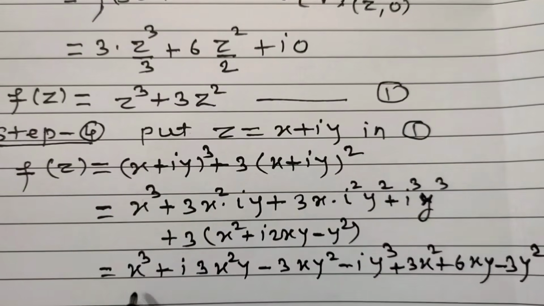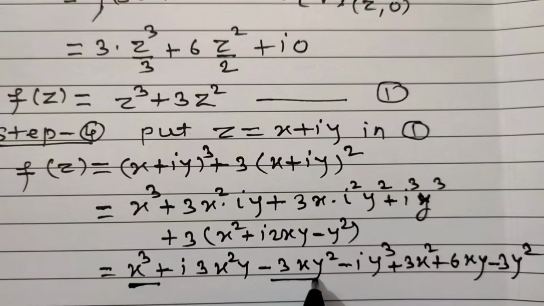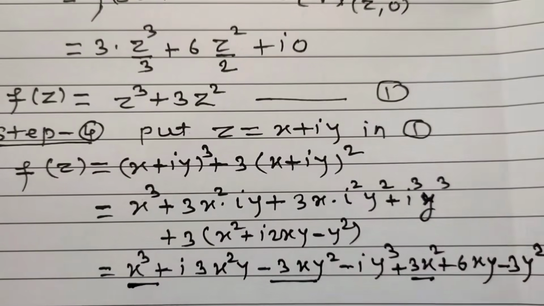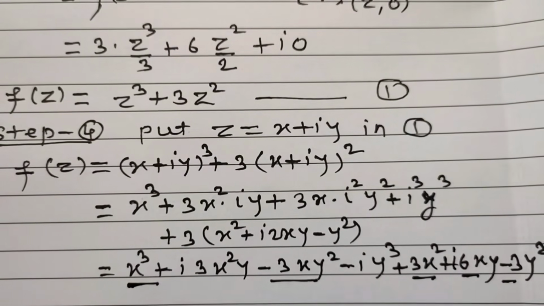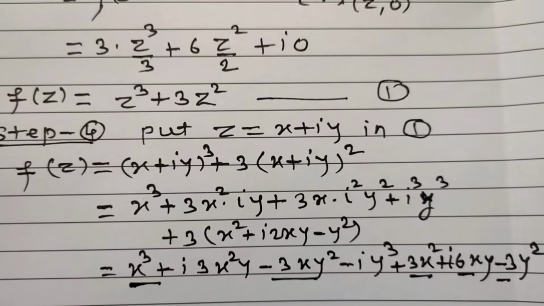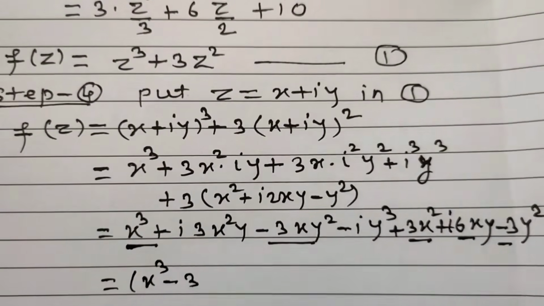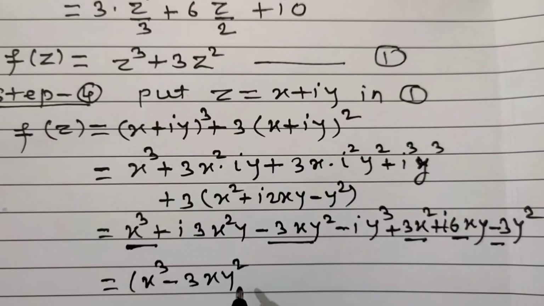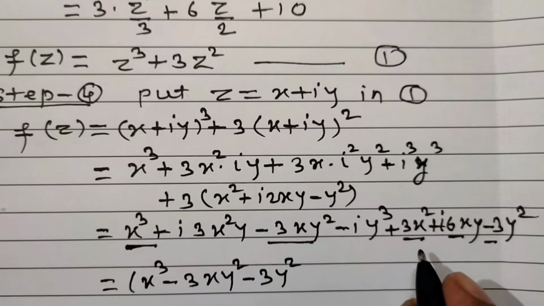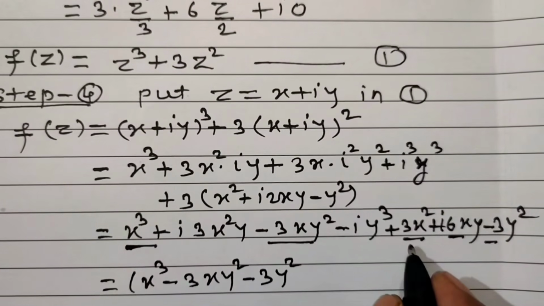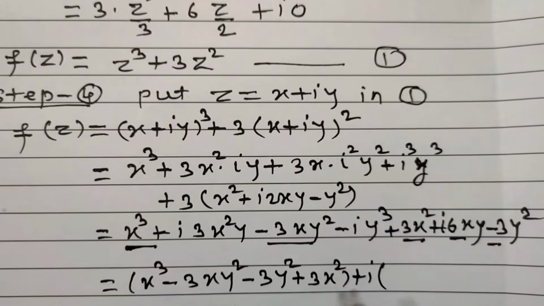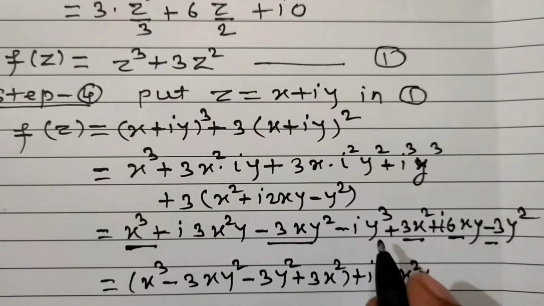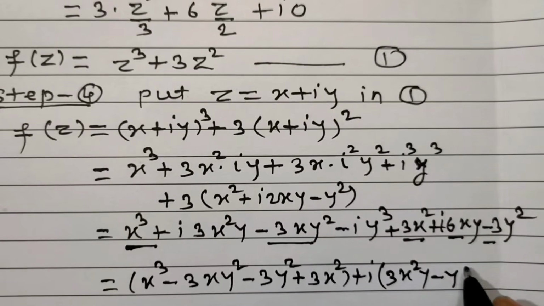Real part is x cube minus 3xy square plus 3x square plus 6xy minus 3y square. Here i into 6xy. So collecting real parts first: x cube minus 3xy square minus 3y square plus 3x square, this one and this one, plus i into imaginary part: this term 3x square y, this term minus y cube, and this term plus 6xy.